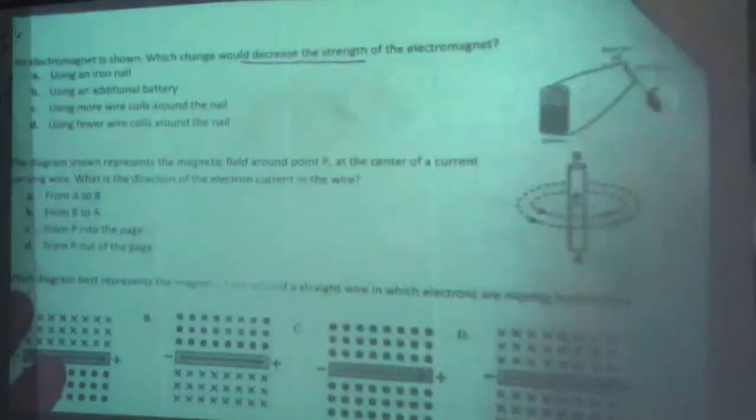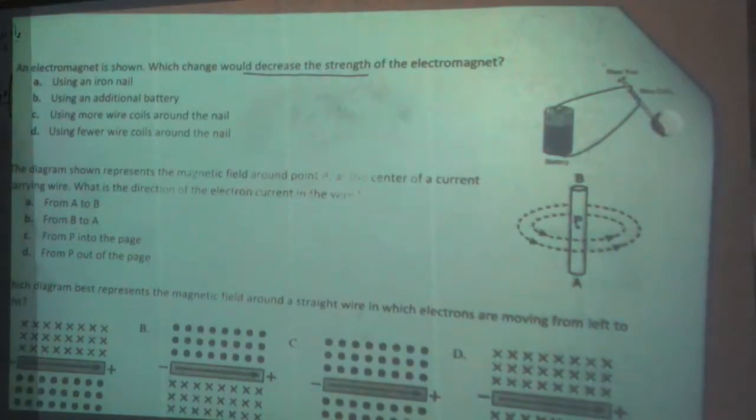Decrease the strength of the electromagnet, so I could decrease the voltage or decrease the number of wires, so use fewer wire coils around the nail.